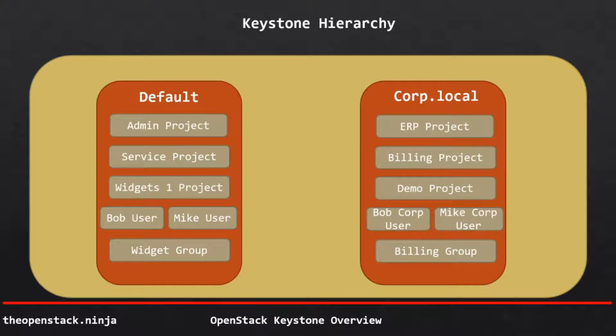We then have a corp.local domain. Now that corp.local domain could be LDAP backed, it could be AD backed, it could be OpenID Connect, it could be SAML backed. Doesn't matter, it's completely separate. It's a container that contains these other projects. So again, there's an ERP project, a billing project, a demo project, and then we've got a Bob Corp user and a Mike Corp user. Now those users could share the same username, but which domain you pass in when you're authenticating would determine which account it tries to use to log you in. So here you can see why domains are important, and again we'll cover that shortly.